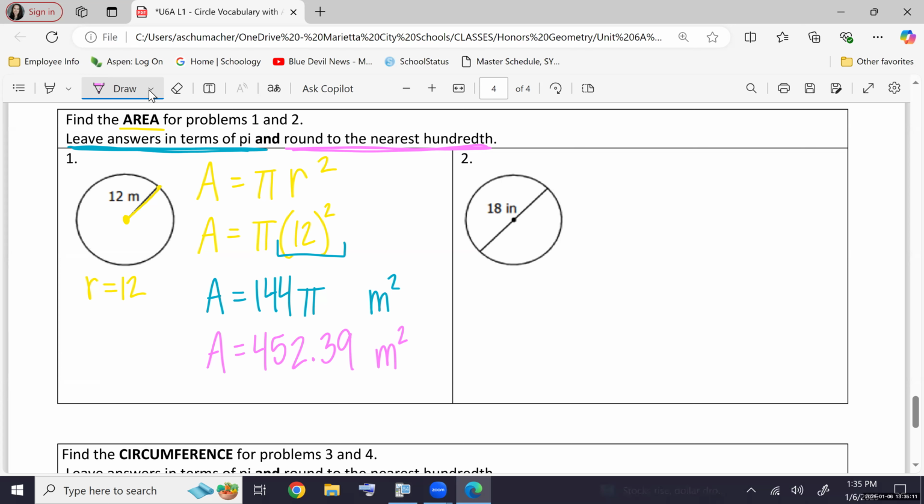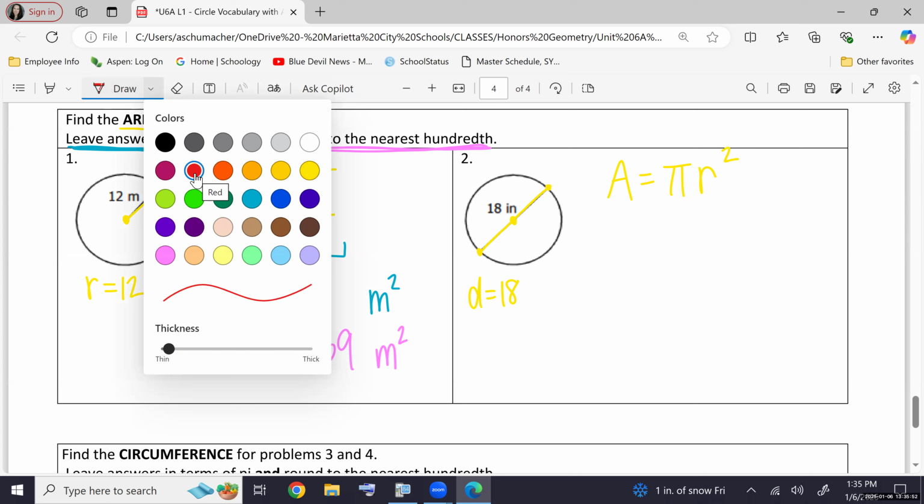Number 2 is also finding the area. This says find the area for number 1 and 2. So again, our area is pi r squared. Now area has to use your radius. If you look at number 2 and the information we are given, this 18 is a chord. It goes from one side all the way to the other side through the center. And if you've done the parts of the circle, we should know that this is our diameter. Our diameter equals 18, not our radius. They are not the same thing.